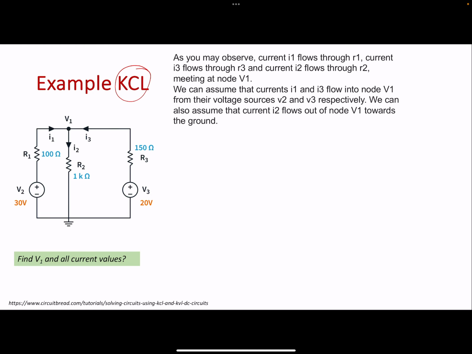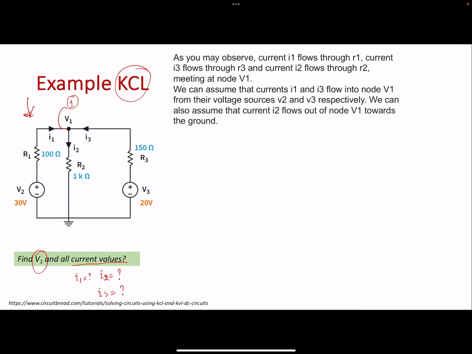Okay, here's another circuit. Essentially, what we have to do in this circuit is figure out the values of all the currents. So I want to find the values of I1, I2, I3, and I want to find the value of V1 as well, the node voltage. So let's call this node 1.